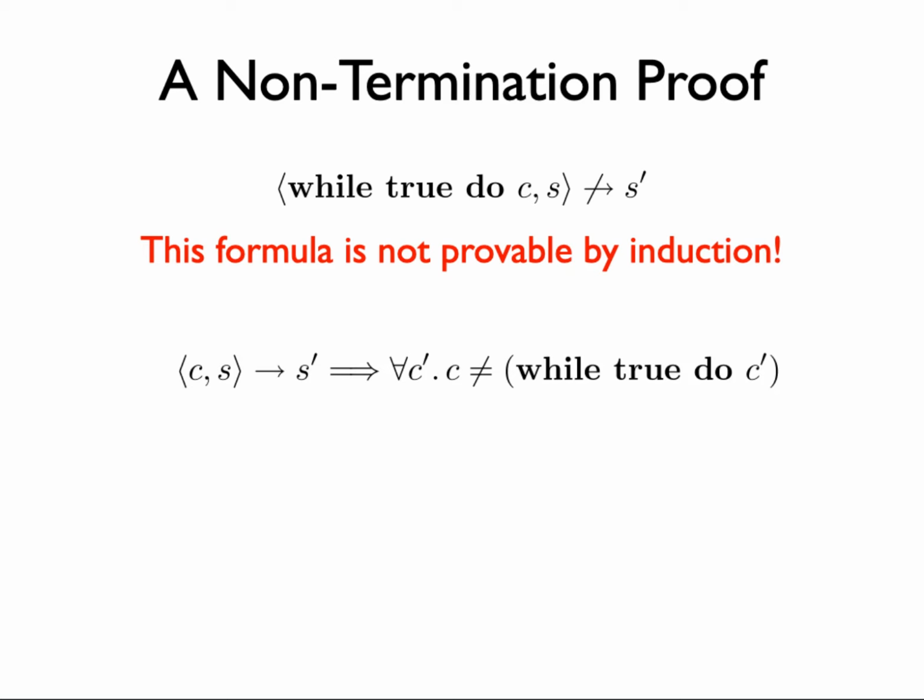So what do we have here? What we do is we make an initial assumption that we have simply a transition, any transition. Now it will match anything. So any command C paired with a state S terminating in S prime. What do we want to show? We want to show that that command cannot have the form of a looping while. So this, it turns out, is provable by induction. And of course, once we've proved that, then the formula above it will follow trivially.